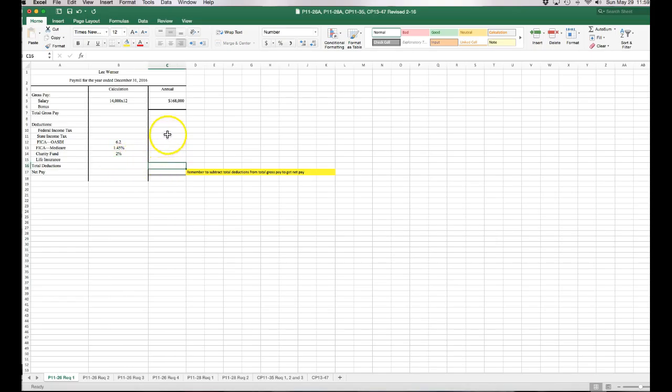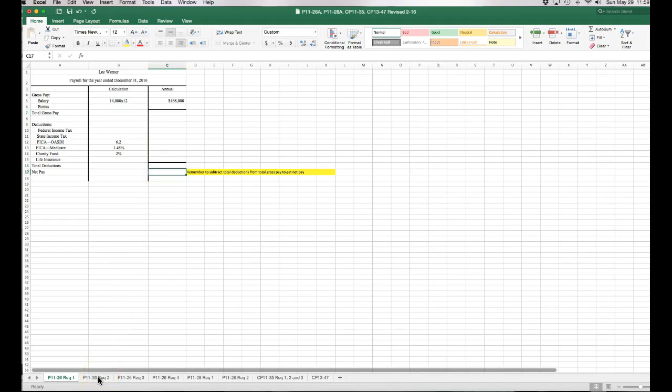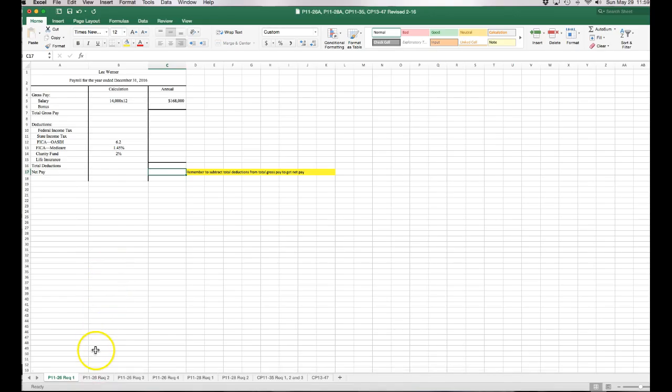So you're going to put all your deduction amounts here and then total them here. And then your net pay is going to be your deductions subtracted from your total gross pay. So total gross pay minus your deductions will be your net pay. Now that's for the employee payroll deductions, the employee payroll calculations.